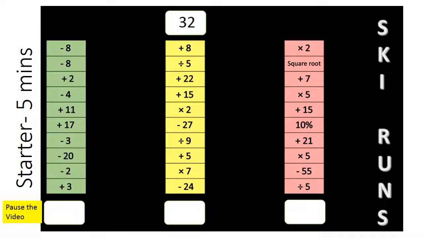Here is the starter for the lesson. You've got 3 ski runs to choose from, the red being the hardest. Take the number 32, work your way through the ski run and see what answer you get. Shortly we'll have the answers, so if you have a go at those in your book, please pause the video now for 5 minutes.